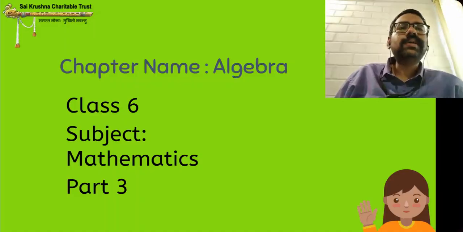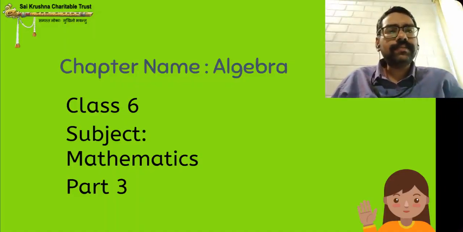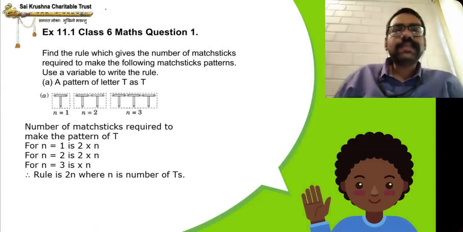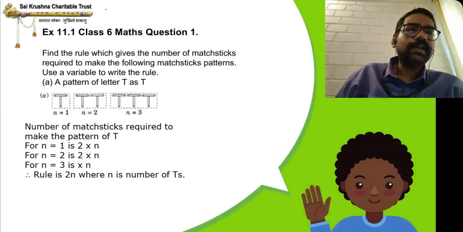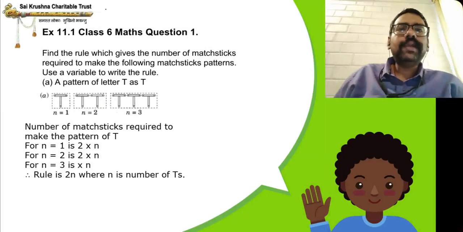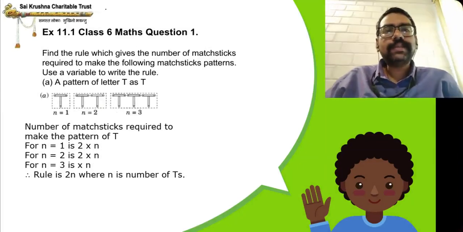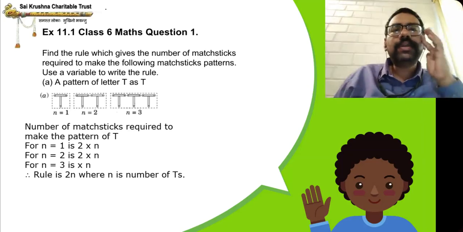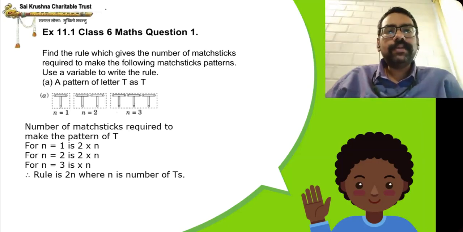Okay, children, which topic do we do? Algebra part 3. We'll do some exercise questions. Exercise 11.1, class 6 maths. Question 1. Find the rule which gives the number of matchsticks required to make the following matchstick patterns. Use a variable to write the rule.